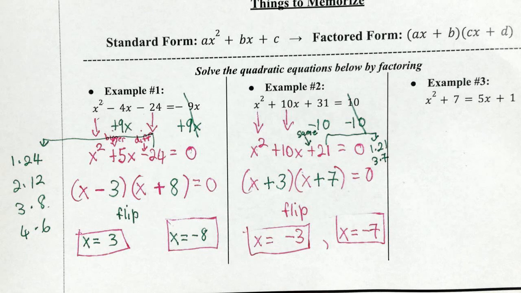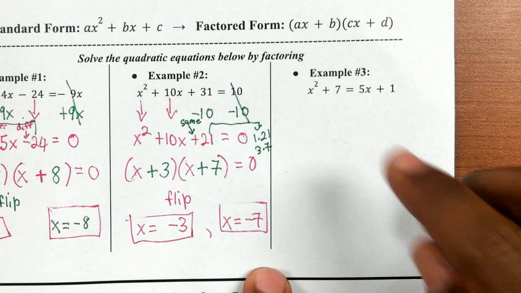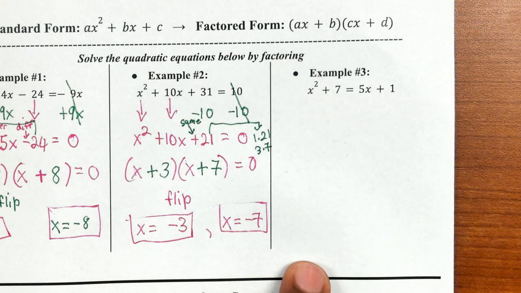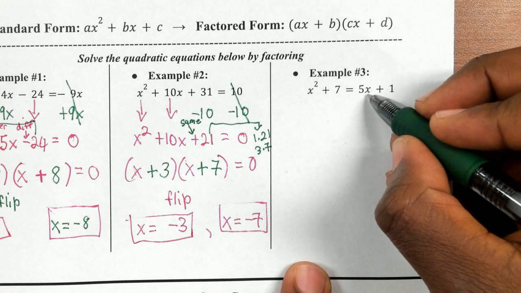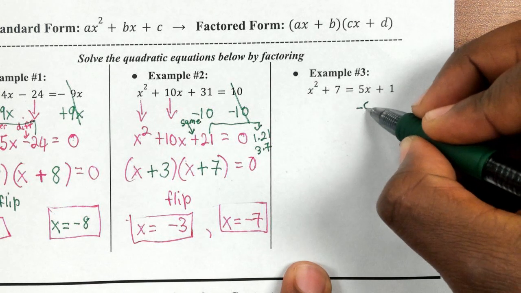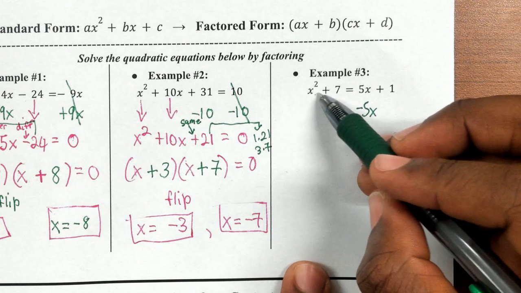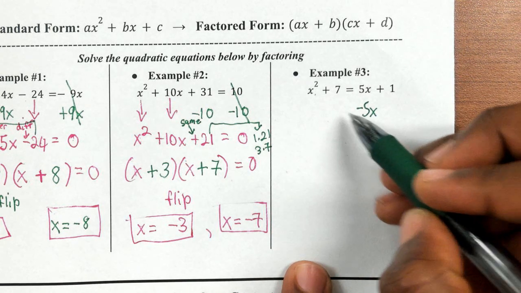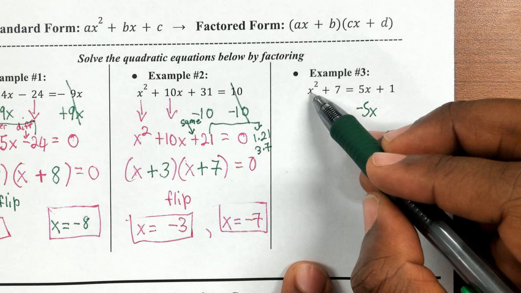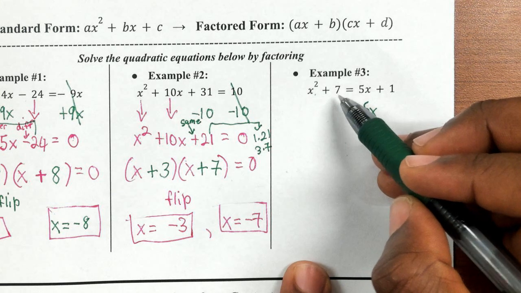So now let's do the final question, guys. So again, we're going to move everything to the left side. To move a 5x to the left side, we're going to subtract 5x from both sides. However, guys, I don't see a term I can subtract 5x from. I can't subtract it from x squared. I can't subtract it from 7.